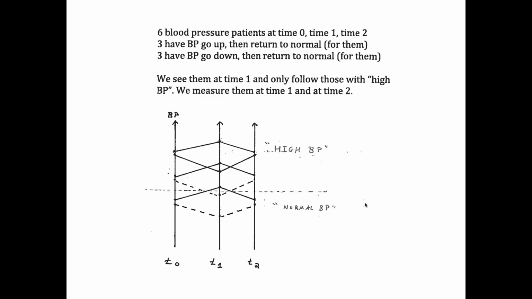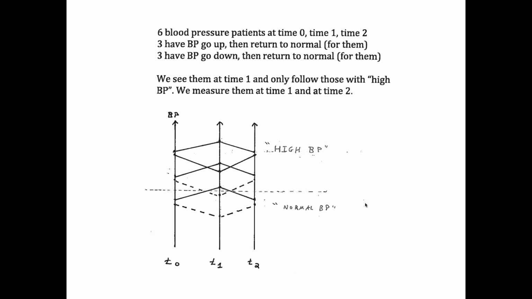Here's a little example that I made up. Again, it's artificial, but I think it gets the idea across to my students. Suppose you have exactly 6 blood pressure patients at time 0, time 1, and time 2. And 3 of them have the blood pressure go up and then return to normal. And 3 have blood pressure go down and then return to normal. So at time 0, time 1, and time 2, the average blood pressure is the same in the population of these 6 patients.